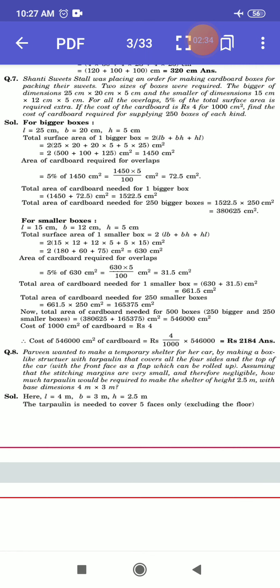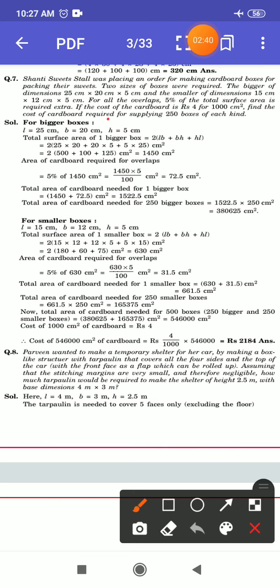So start with the help of the bigger box. This is your bigger box. The bigger box dimensions are: length is equal to 25 centimeter, breadth is equal to 20 centimeter, and height is equal to 5 centimeter. Then you have to find the total surface area of one bigger box, that is 2 into (LB plus BH plus HL), and then you have to put the values of L, B and H in this formula one by one and solve. Okay, and find the answer. The answer is 1450.